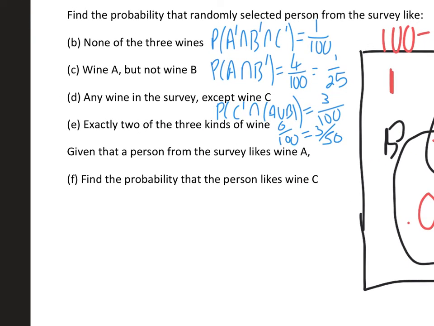Okay, the next bit, the final bit, it's got the keyword here, given that. Given that a person from the survey likes wine A. So I'm given that they like wine A. So straight away, a probability that they like A.